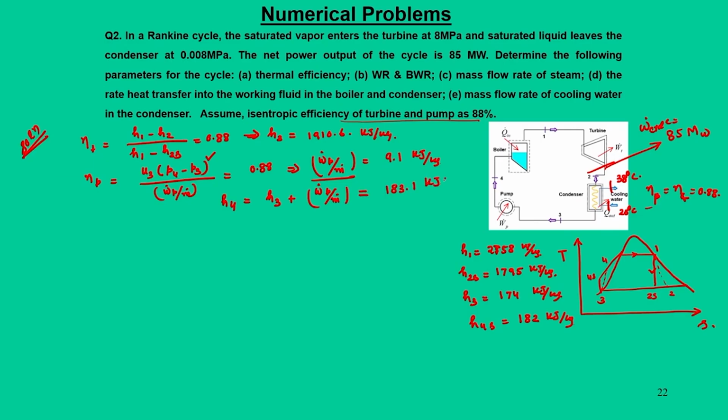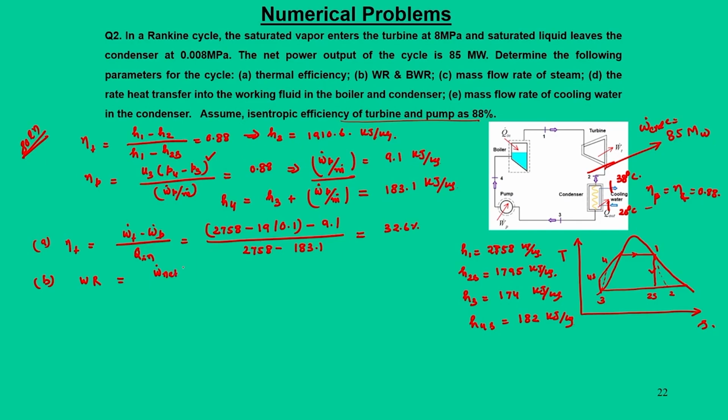So, this is 183.1 kilojoule per kg. Now, in the same method we can find out, one by one, the thermal efficiency as W dot T minus W dot P divided by Q in. That is 2758 minus 1910.1 minus 9.1 pump work, divided by 2758 minus 183.1. So, this is 32.6%.